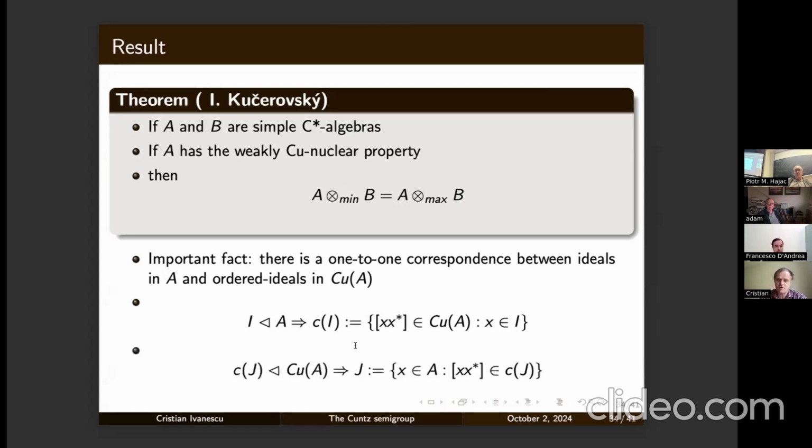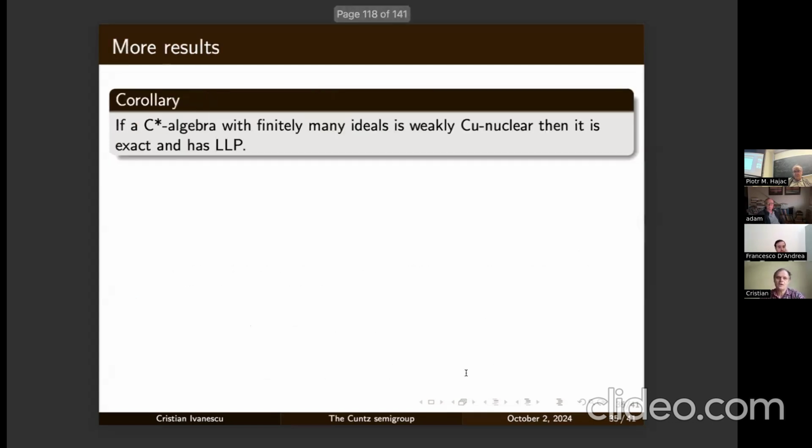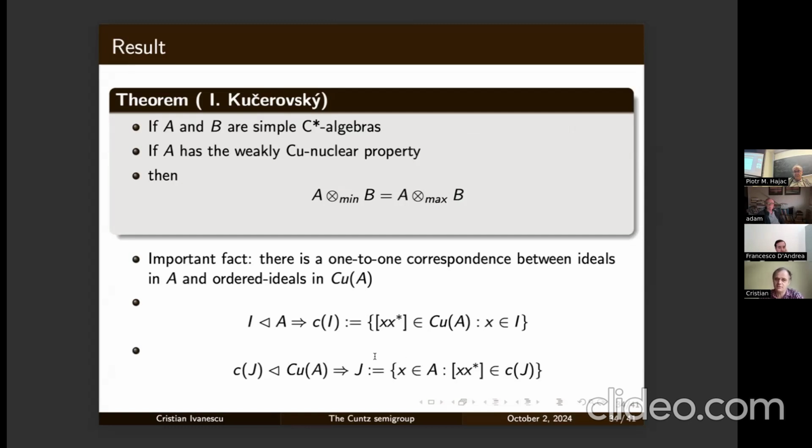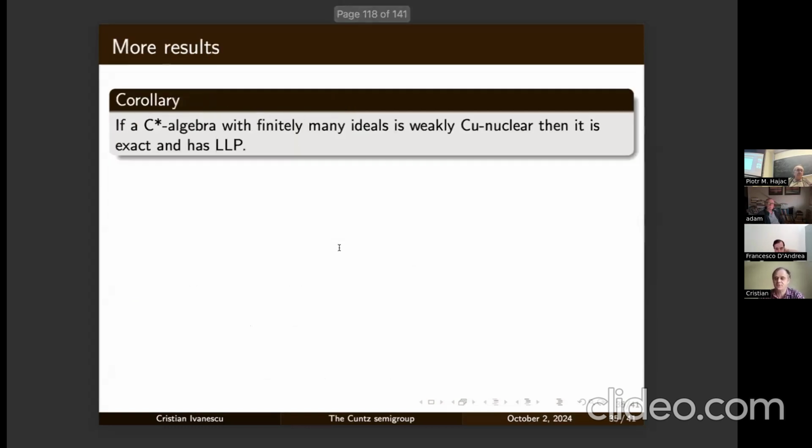Vice versa, if I have an ordered ideal J in the Cuntz semigroup, then I define my ideal to be those x's in A for which the Cuntz class of xx* is in C(J). Before I show you how this result is proved, there are several interesting observations that are corollaries to the theorem. The first one is that if you have finitely many ideals, in particular simple, and you assume weakly Q-nuclear, then it is exact and has the LLP, the so-called local lifting property. I'm going to say more about this in my next slides.